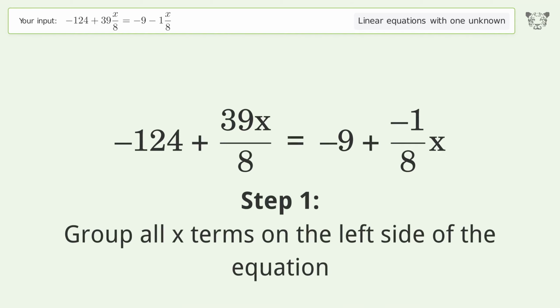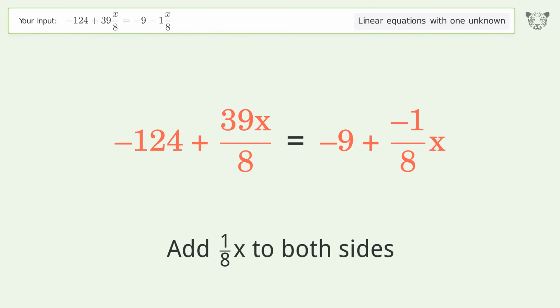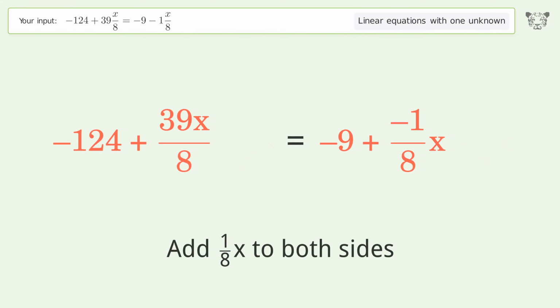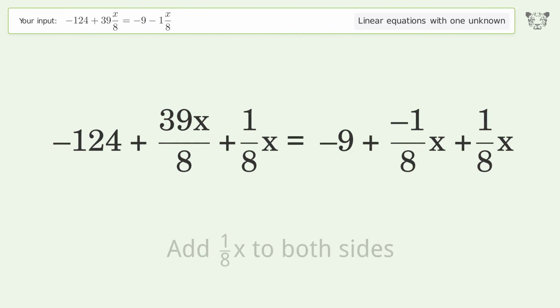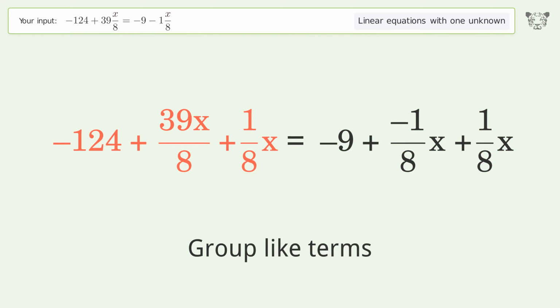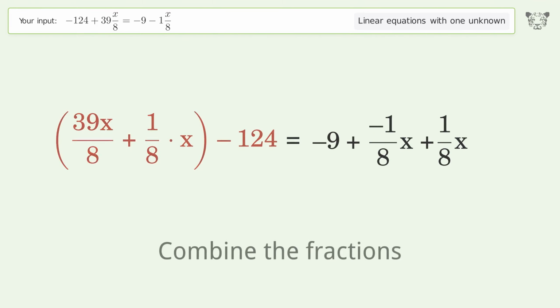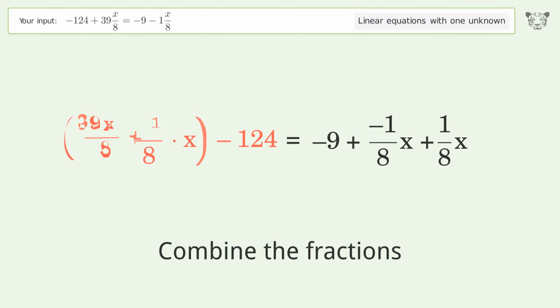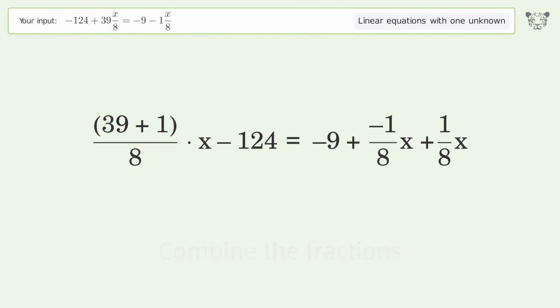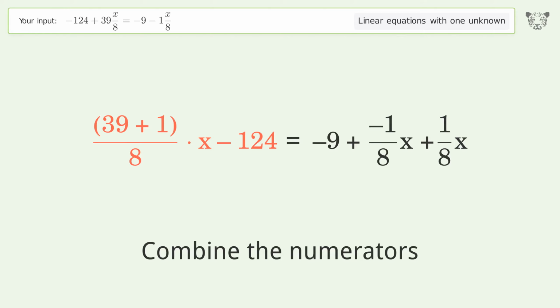Group all x terms on the left side of the equation. Add 1 over 8x to both sides. Group like terms. Combine the fractions. Combine the numerators.